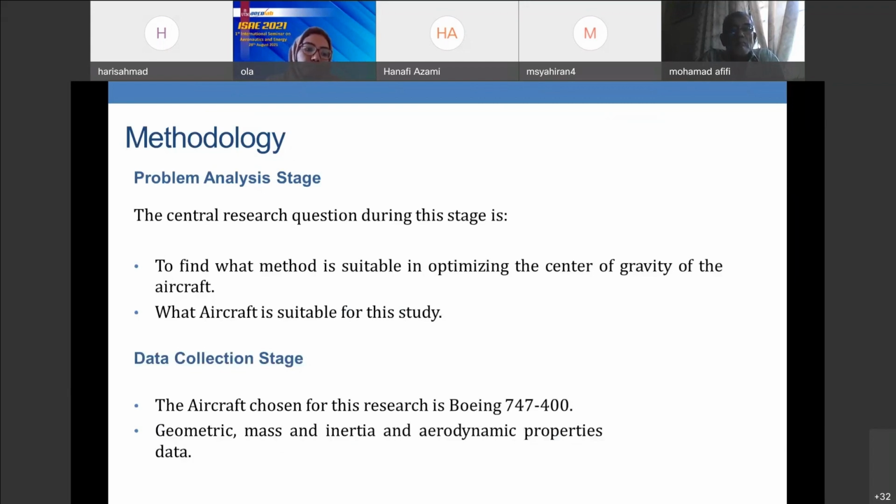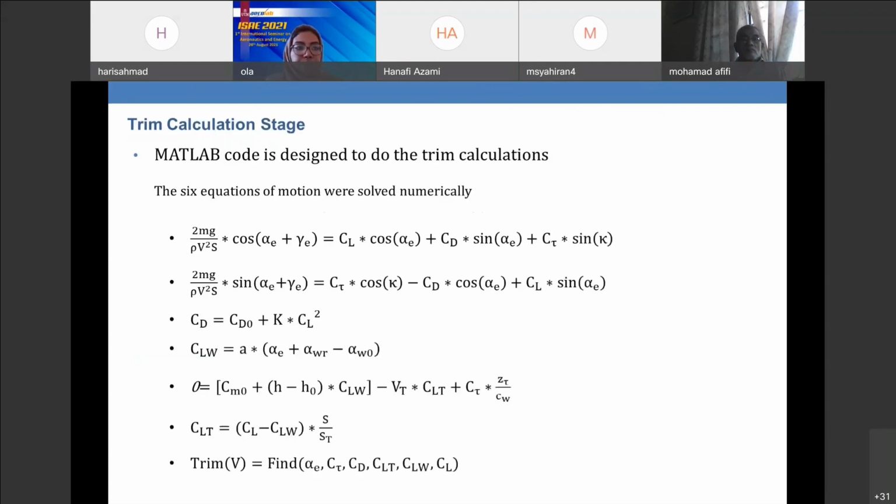The second stage was data collection. We chose the Boeing 747-400, and the reason for that is that the fuel consumption is more obvious in wide-body aircraft and in long haul flights. So this is why we chose the 747-400. We collected geometric, mass, inertia, and aerodynamic properties for this aircraft.